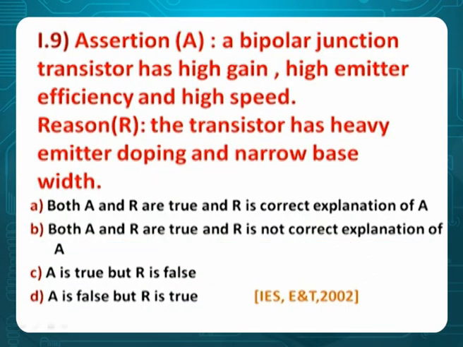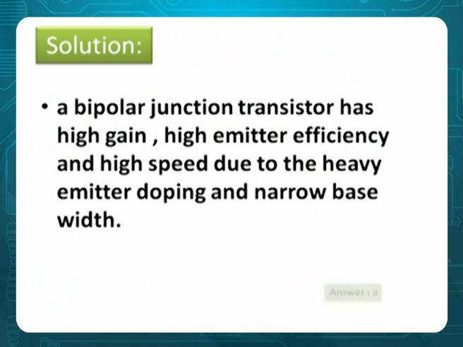Question number 9. A bipolar junction transistor has high gain. That's okay. High emitter efficiency, high speed. It's a very good advantage of the bipolar junction transistor. The transistor has heavy emitter doping and narrow base width. So this is also true. But the question is, is it linked or unlinked? Because in assertion and reason, the options will not change. The options are always the same, but only the question is changing. So the option is A.